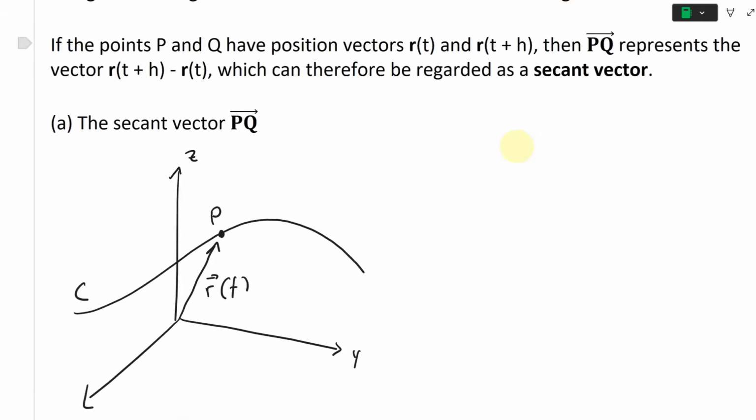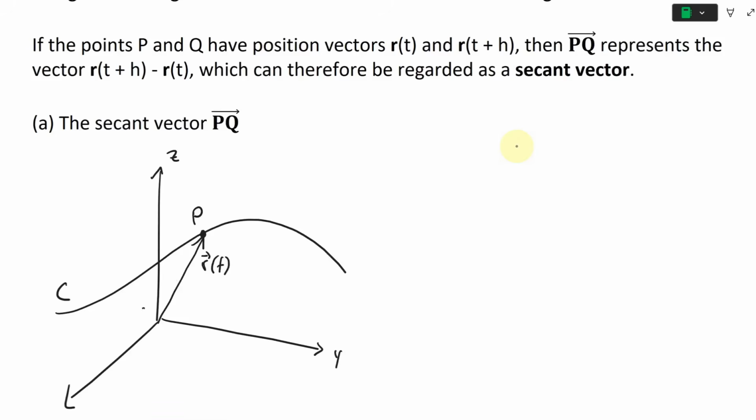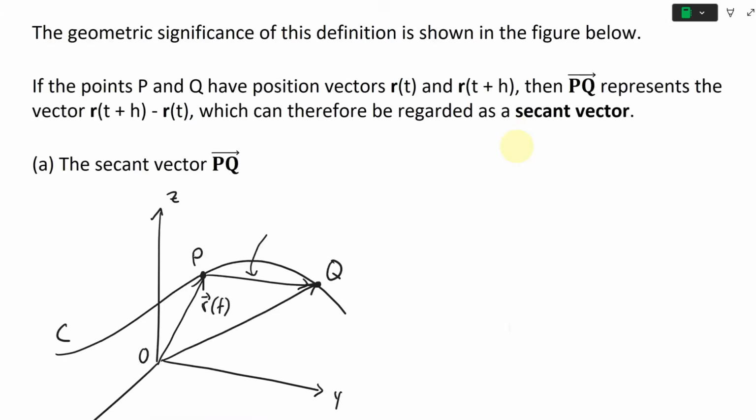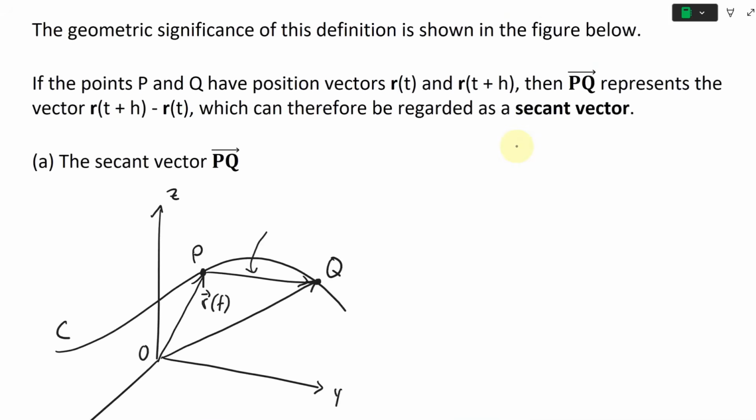Now if we increase the parameter t by h, I'll quickly fix that up and put a 0 there for the origin. Let's say we have a point all the way across here, and this is our point Q. From P to Q, this is our vector PQ, that's our secant vector. It's just going to be the difference between these.